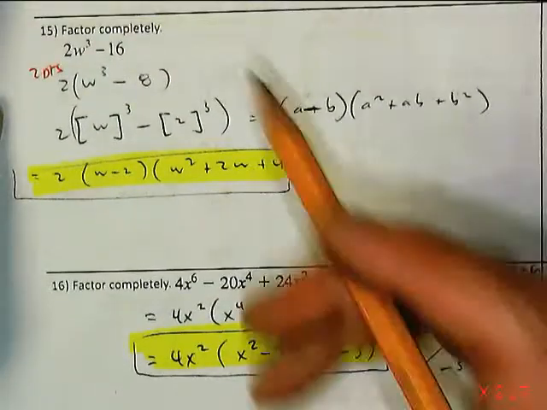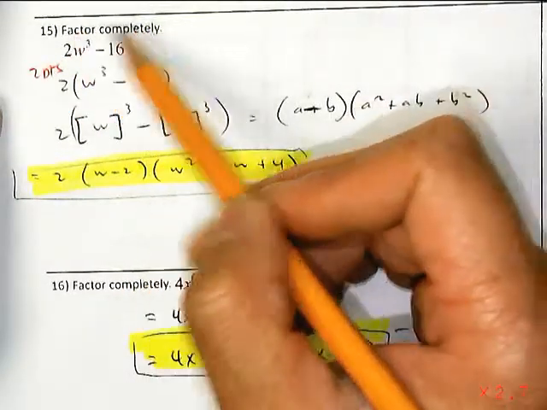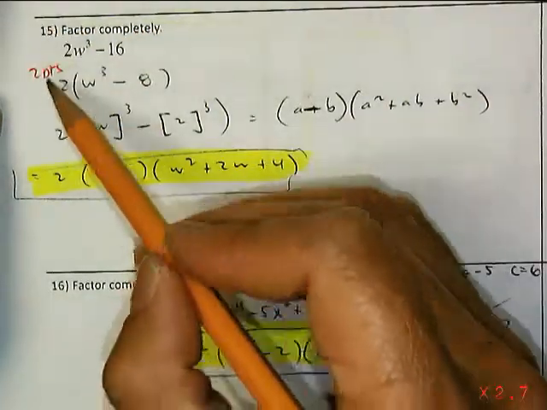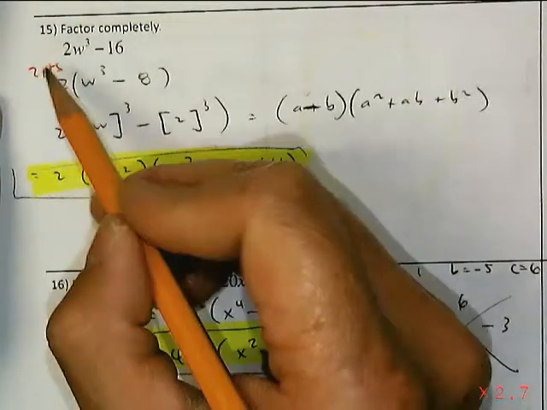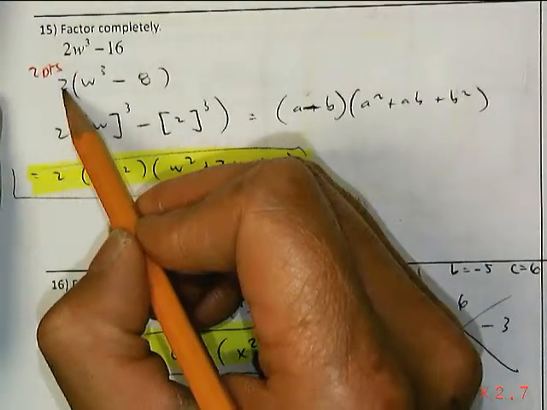Question number 15 says factor completely. So anytime you're factoring, the very first thing you should think about is a greatest common factor. The greatest common factor there is 2. So if you just stop there, I give you 2 points.